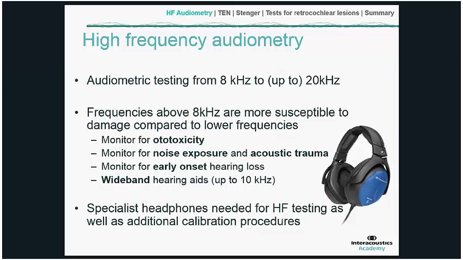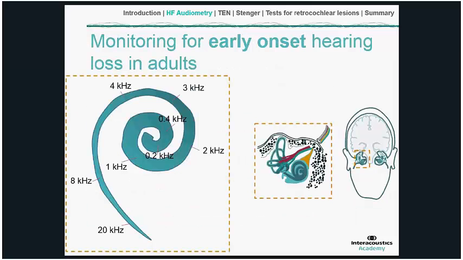So there's a number of different clinical applications here, and as mentioned, the procedure itself is much the same as pure tone audiometry that occurs in the standard audiometric range, with a few small technical details, mainly centered around the need for specialist headphones, such as these Sennheiser models that I'm displaying here, that are specialized for high frequency testing. Now, I'll just unpack one of those applications in a little more detail, and that's monitoring for early onset hearing loss in adults.